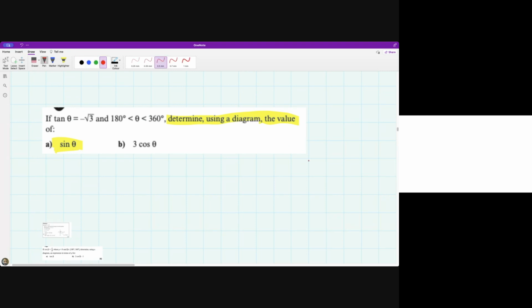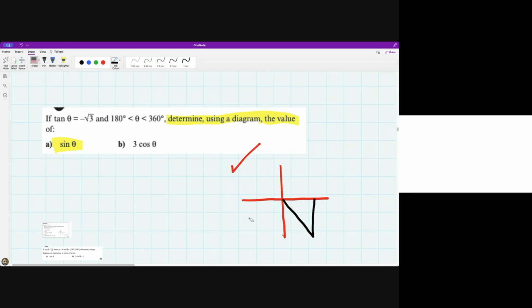Okay, let's draw some diagrams. There's two types of diagrams you could draw. I think probably the best one is to draw it on the CAST diagram somewhere. And since tan is negative, we have to think about this. Where is tan negative? Tan is negative in quadrant here and quadrant there. Where is 180 and 360 between? Here and here. So you know what? My drawing, my triangle, needs to be in that quadrant.